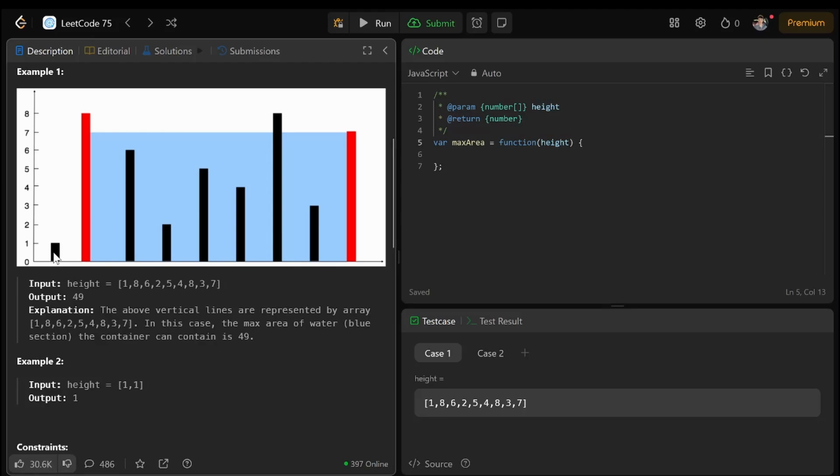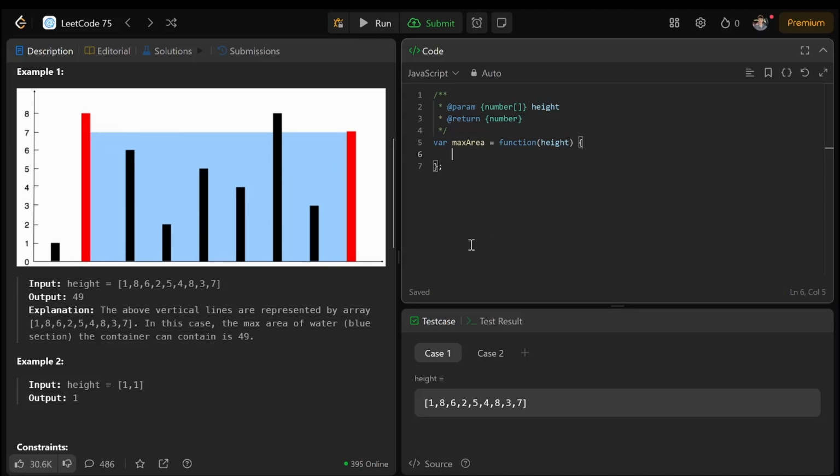But then you move the pointer of the smaller one, and you find 8 for a height value. And then you do the calculations again, and you see, oh, well, the smaller of the two is 7. The last index is 8. So 8 minus 1 is 7. So 7 times a height of 7 is 49.